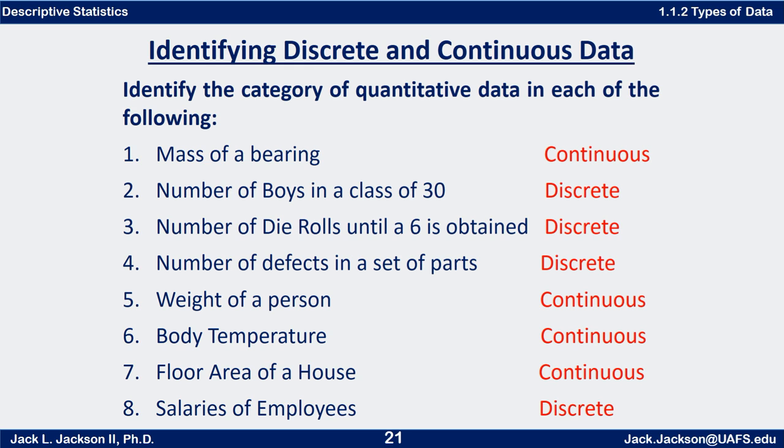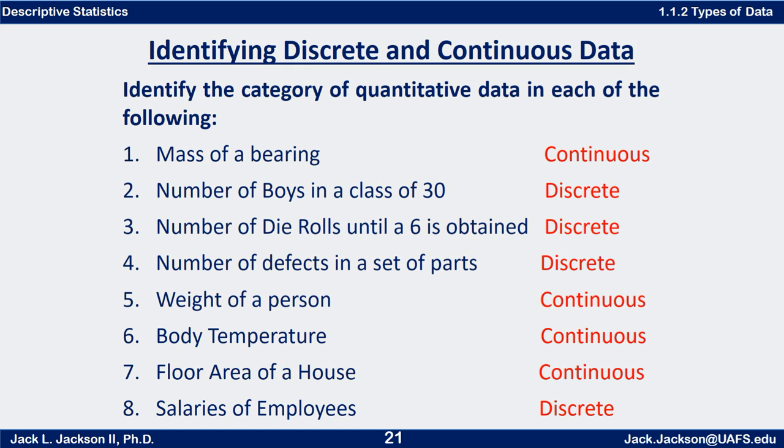The number of boys in a class of 30, that's discrete. In fact, it's finite. It's somewhere between 0 and 30, and it's either 0, 1, 2, 3, 4, and so forth. You can't have half of a person. So it's discrete. If you were to count those up and add them in, you'd be taking an entire boy at a time, a chunk of data like that.